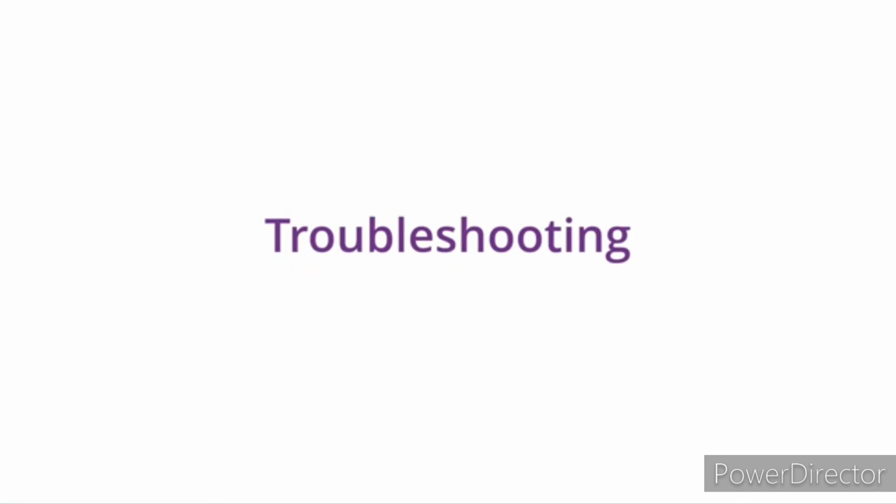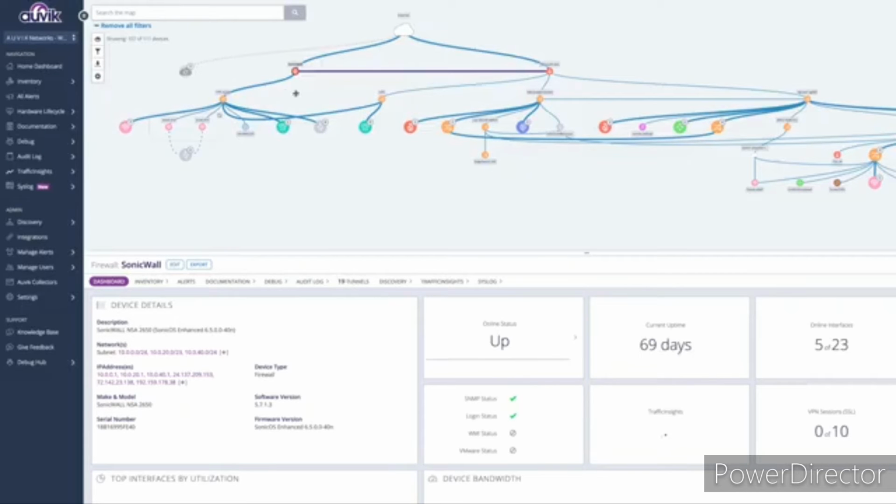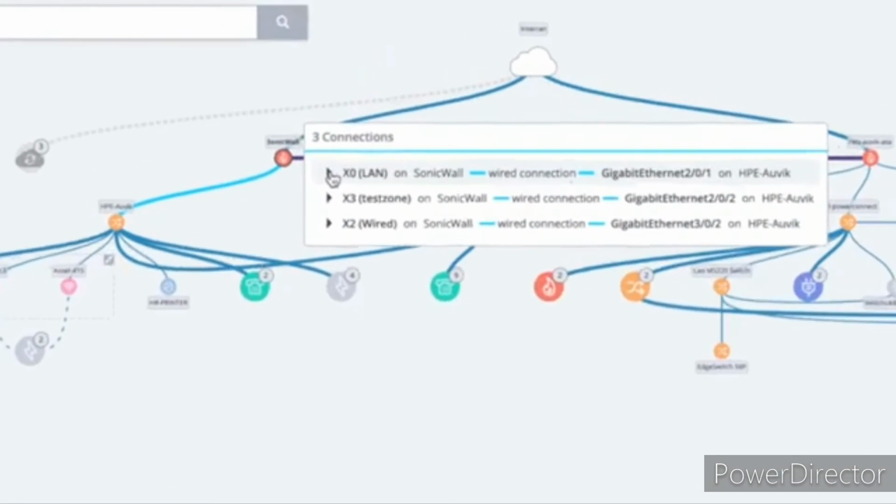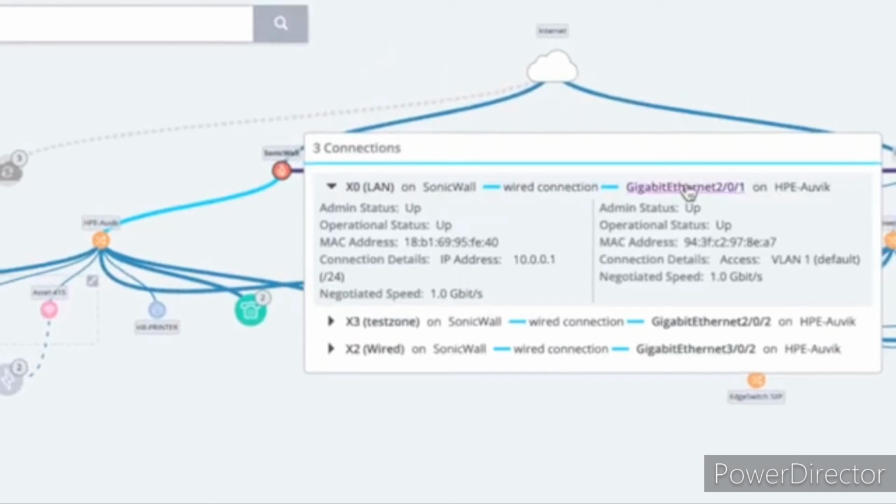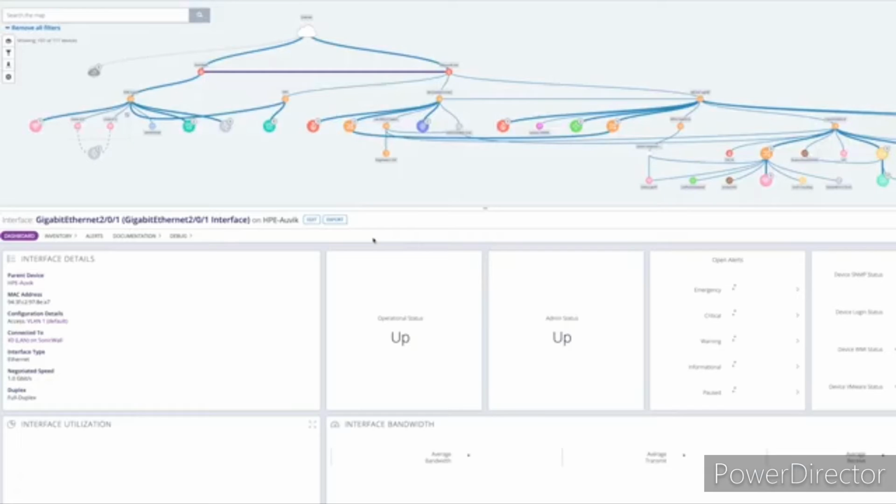Another place AVIC can save you a ton of time is troubleshooting, especially remote troubleshooting, so you can really cut down on unscheduled on-site visits. Starting at the map, you can quickly zero in on device interfaces, whatever you need to see to kickstart your troubleshooting process.